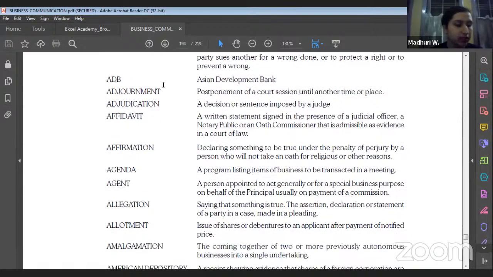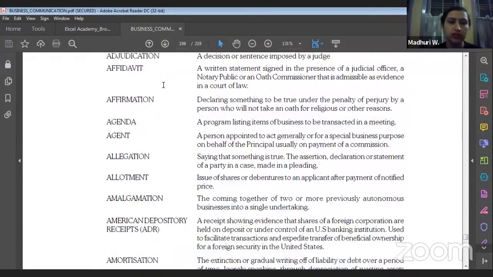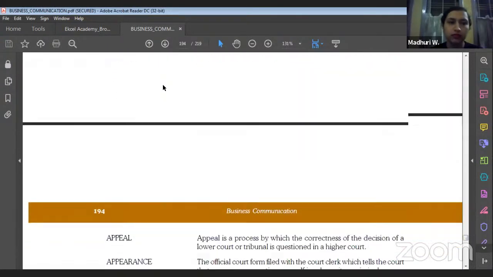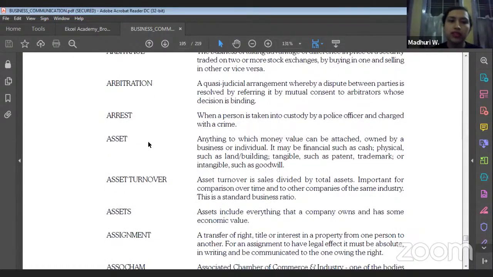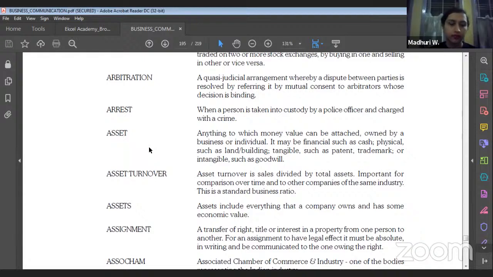Okay, so let me just ask you a few questions. You may already know the answers to this, right? So what is an asset? You could just quickly type in here in the chat box. This is the last concept that we'll be covering today. What is an asset? We use this word a lot in business terminologies, right? So what is an asset?